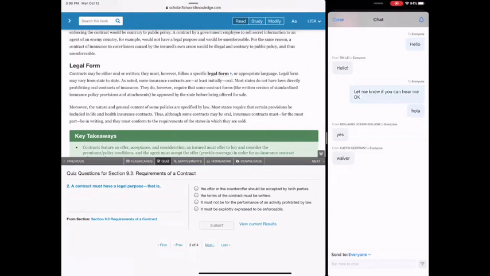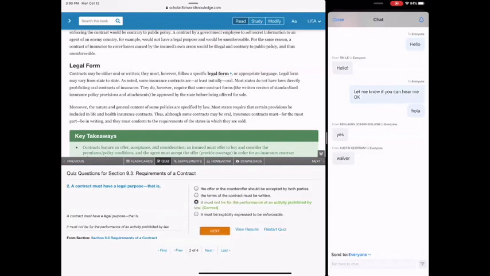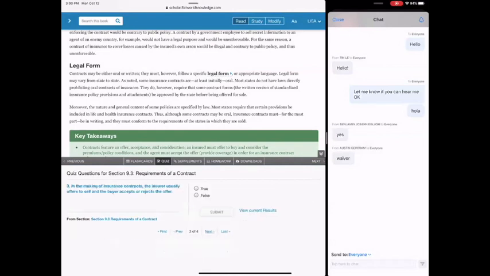A contract must have a legal purpose. That is, it must not be for the performance of an activity prohibited by law. That's pretty simple. In the making of insurance contracts, the insurer usually offers to sell and the buyer accepts or rejects the offer. Is that true or false?